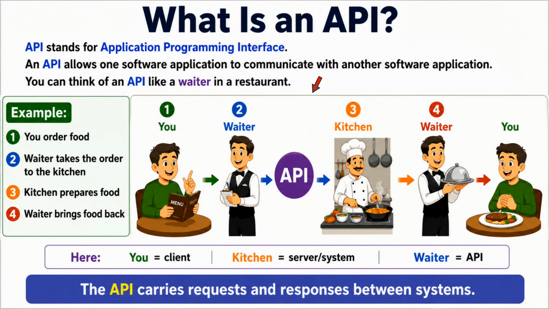The waiter brings the food back to you. In this example, you are the client. The kitchen is the server or system. The waiter is the API. The API carries a request and response between the systems.